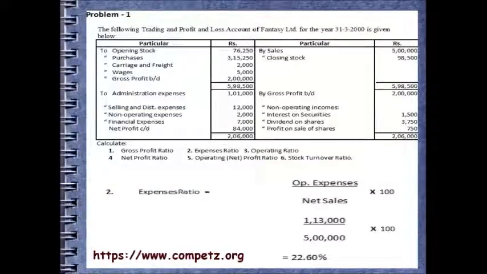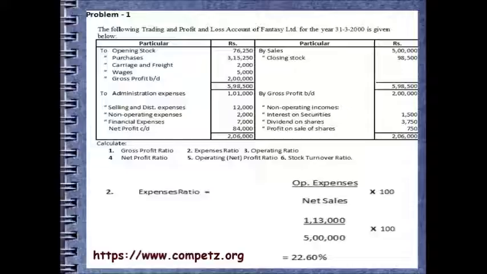Then we'll start with the second ratio to calculate, that is expenses ratio. And for the expenses ratio, remember the formula will be all your operating expenses divided by your net sales multiplied by 100. So what are the operating expenses, friend? You can see in the profit and loss account debit side, there are two operating expenses, that is your office and administrative expenses 1,01,000, selling and distributive expenses 12,000. So these are the two operating expenses. So 1,01,000 plus 12,000 is equal to 1,13,000.